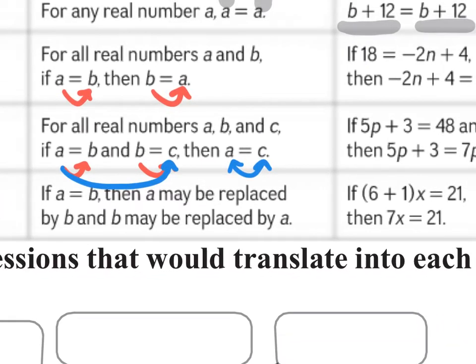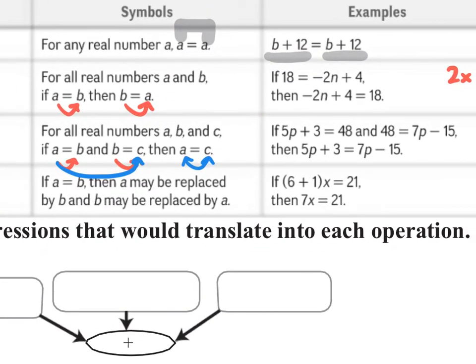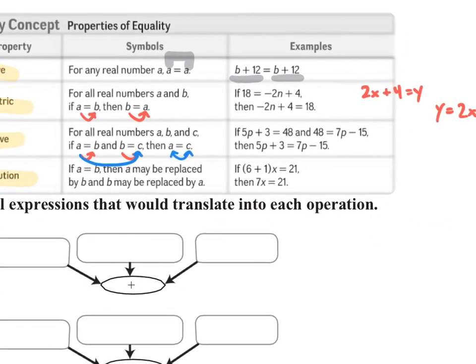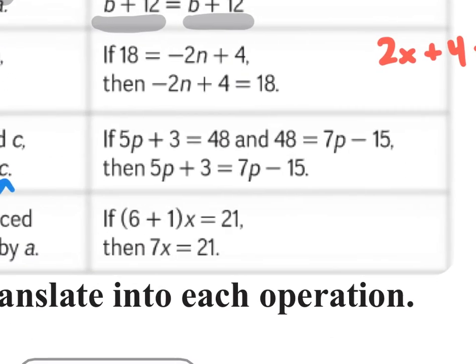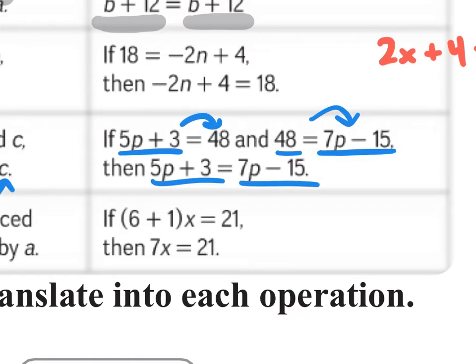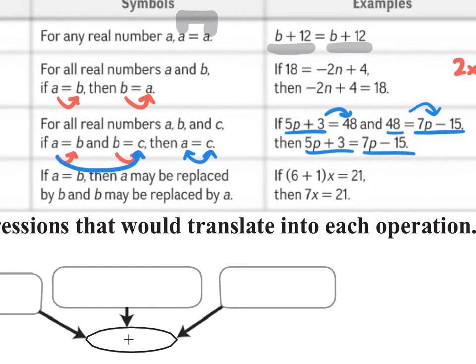And this is one that you'll see in sports sometimes, to where if this team beat that team and then that team beat that team, even though maybe A and C haven't played, we can draw some conclusions about what might happen. So here we see that if 5p plus 3 is equal to 48, and 48 is equal to 7p minus 15, we can really just set 5p plus 3 equal to 7p minus 15.